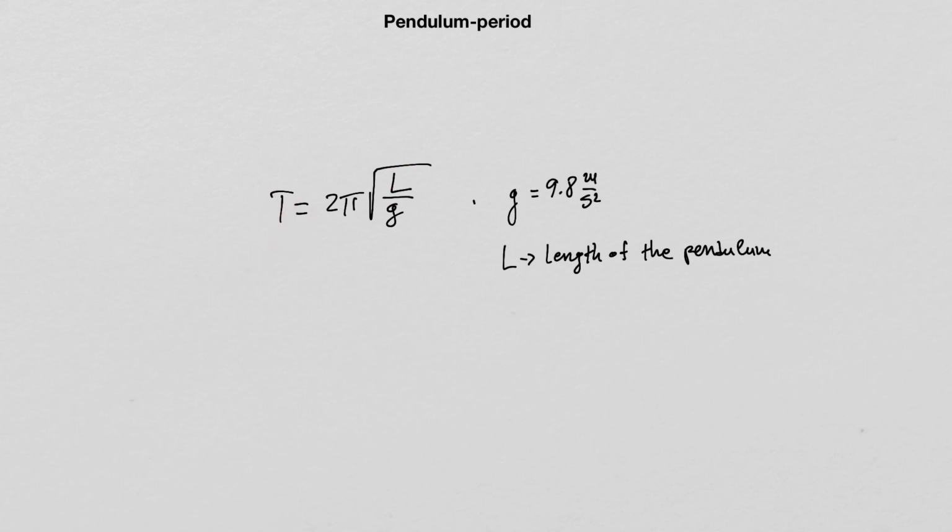You also see that for the same length, the period will change depending on the gravitational acceleration. So that means that a pendulum on Earth will have a different period compared to that same pendulum on the Moon. And that is because the gravitational acceleration is different. Let's do one example problem using the definition of period of a pendulum. Let's calculate the period of a 2-meter long pendulum.